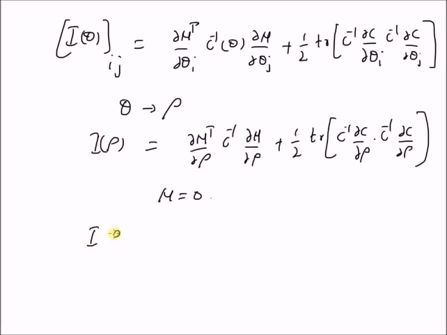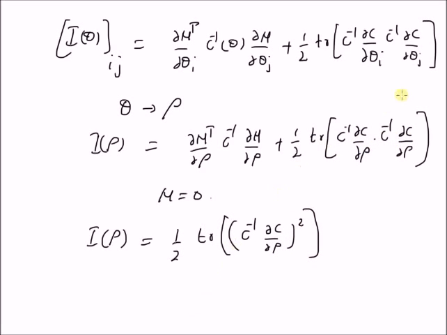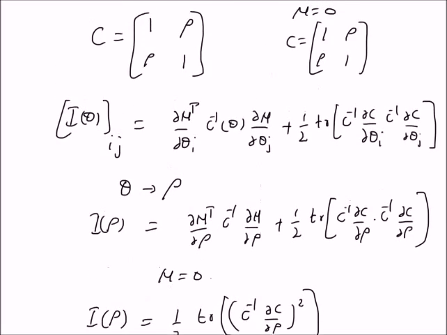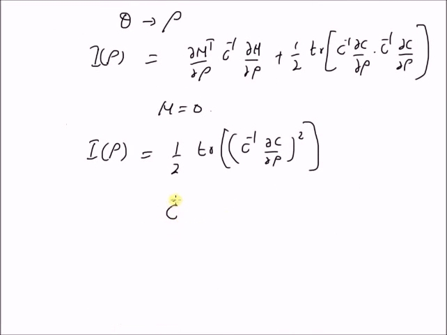So we have I of rho is equal to 1 by 2 trace of C inverse derivative of C with respect to rho whole squared, since these two products are the same. By using the standard formula for the inverse of a 2 by 2 matrix, we have C inverse equal to 1 by the determinant, which is 1 minus rho square, multiplied by [1, minus rho; minus rho, 1].